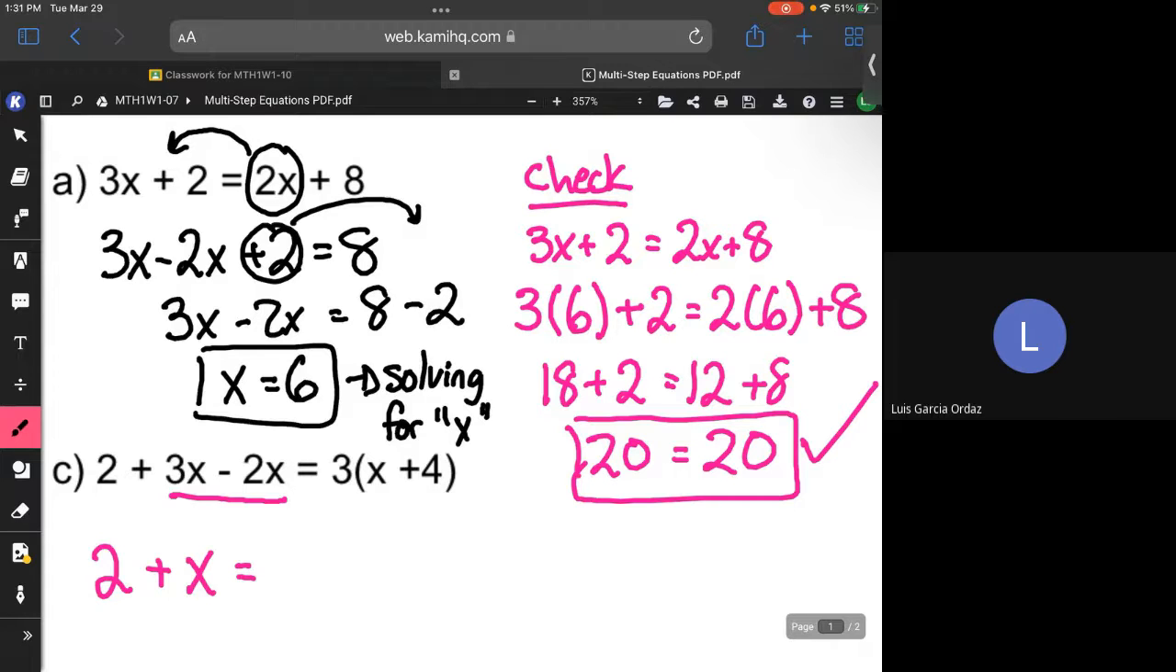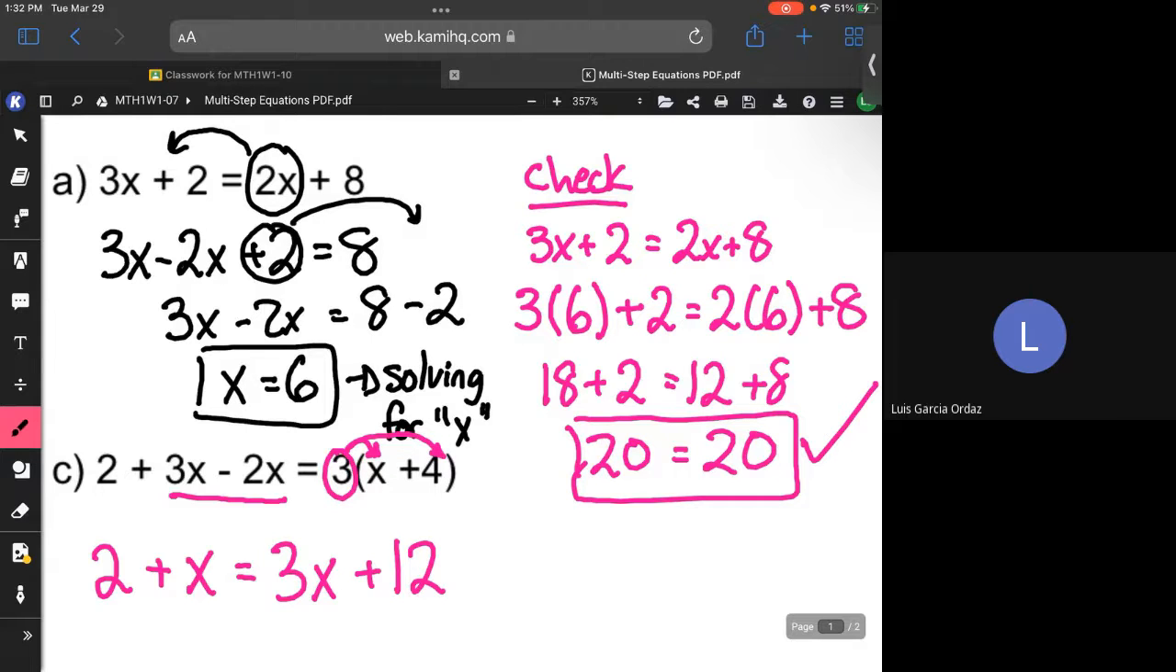A lot of this appeared on your test, your unit 2 test. 3 times x plus 4. What do I do with that 3? Claire? I distribute. So what's 3 times x? 3x. And what's 3 times 4? 12.